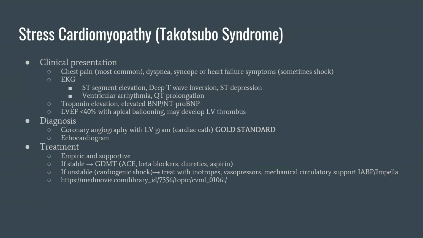So they're gonna present, you're gonna think that it's unstable angina or ACS. So they're gonna have chest pain. They could have shortness of breath, passing out, or heart failure symptoms. Sometimes they can present with cardiogenic shock. The EKG can reveal ST segment elevation, deep T wave inversions, ST depressions, right? All the ischemic changes we talked about. Ventricular arrhythmias, they can have QT prolongation as well. All of that is fair game. But you guys have this down already. The ischemic changes and the VT, I feel like you guys are good on.